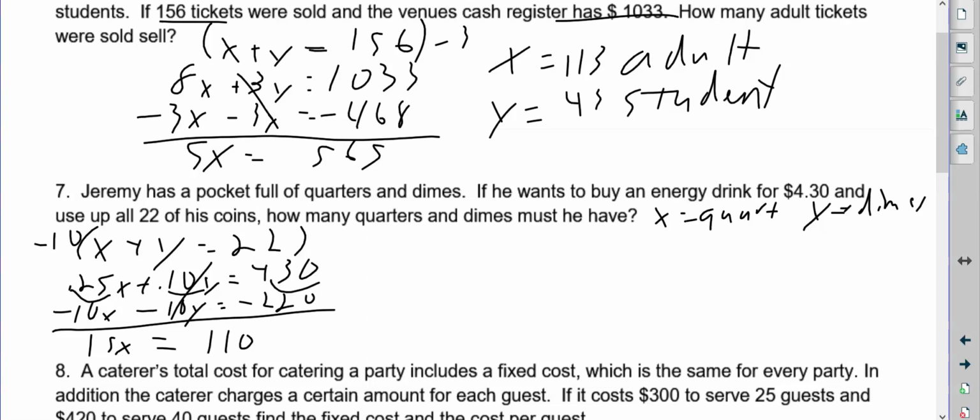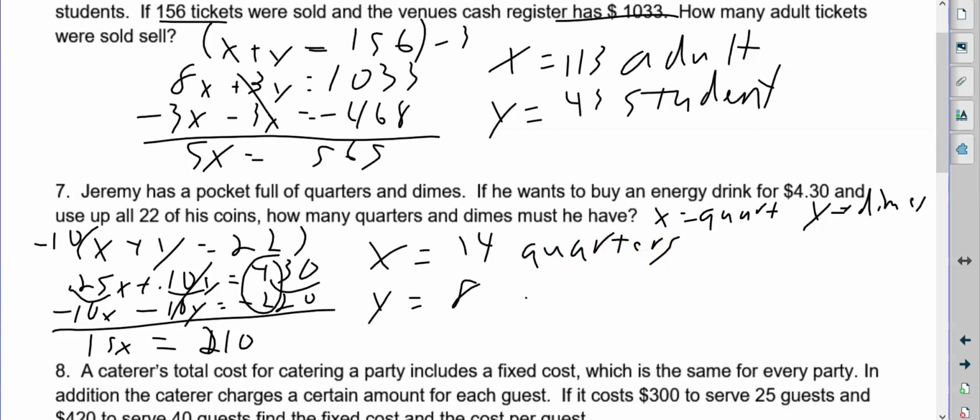So I divided that and I got a decimal, which means I made a mistake, and hopefully you already saw my mistake. 4 minus 2 is 2. Silly me. So 210 now divided by 15 gives us a nice whole number of 14, which means 22 minus 14 is 8. So 14 quarters and 8 dimes.